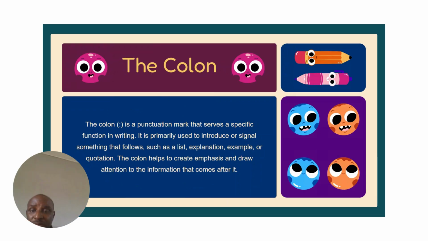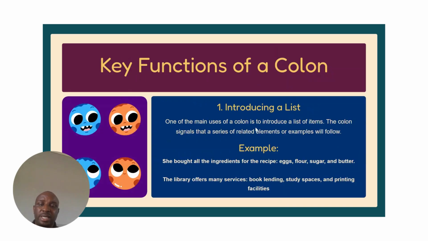Let's start with the colon. The sign for the colon is two dots, and it serves different purposes in sentences. It's used to introduce, or signal, that something follows, like to introduce a list or to explain something. Let's see it further here. You can see it is being used to introduce a list.